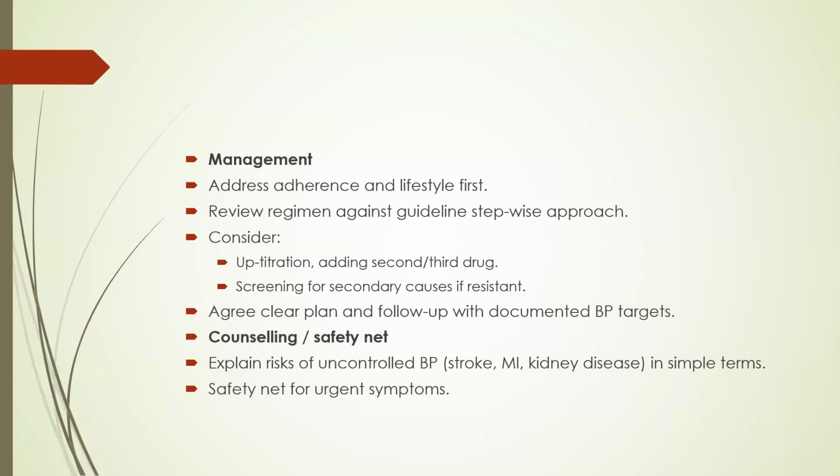For example, if the patient is taking amlodipine 5 mg, we can increase the dose. Okay, step by step. Okay, and up-titration and adding a second or third drug. If the patient is already taking 3 drugs, the fourth drug should be by the specialist, not by you. Okay, and we are going to screen for secondary causes if the patient has resistant hypertension. The patient is already compliant with the medication, everything is going on. We need to rule out any secondary cause, either renal or whatever, and so on.